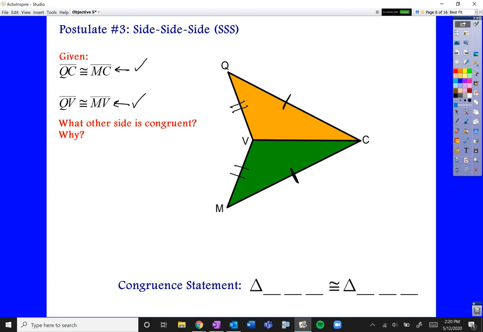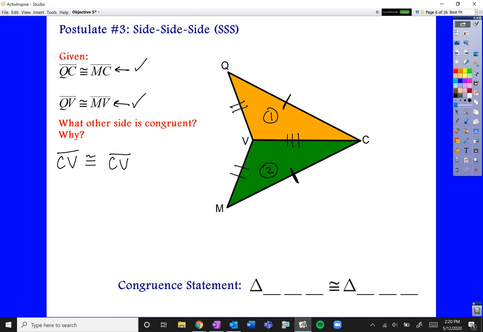But if you look at the diagram, what you should notice is that side CV is actually part of both triangles, and it's congruent to itself. So CV, right down the middle, is congruent to itself. So we can use that as the third side, and it's shared between both triangles.